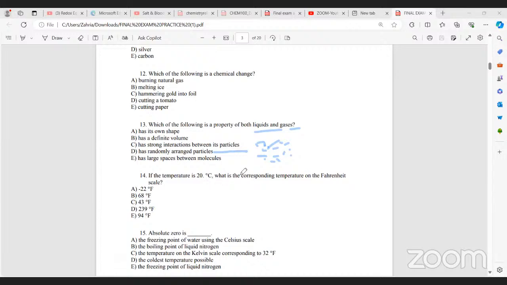Number 14, you would have to know the formula for finding degrees in Fahrenheit, okay? So if you're trying to find the temperature in Fahrenheit, it's 1.8 times degrees Celsius plus 32. So what are you going to do? You're going to take the 1.8 times 20 degrees. Do that first. Then add 32 to your value.